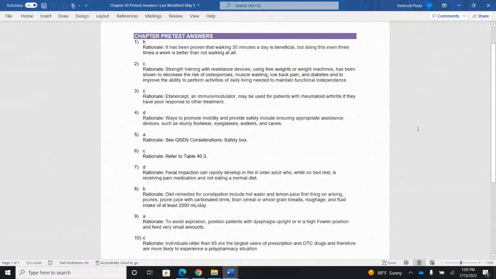And these are the answers to chapter 40 pretest. All right.